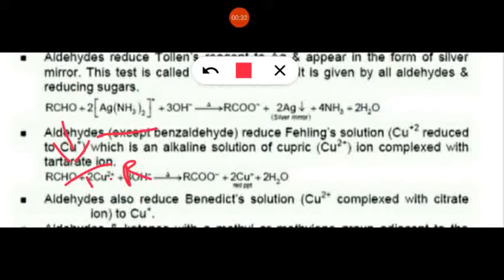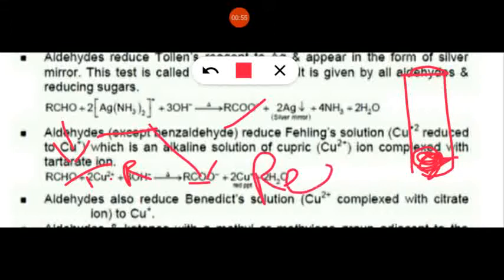The reaction takes place in a test tube or container that is heated in a water bath. Then silver is deposited on the inner wall of the test tube, and the aldehyde is converted into carboxylate ion. This means Tollens reagent is a reducing agent, so the aldehyde changes into carboxylate ion.